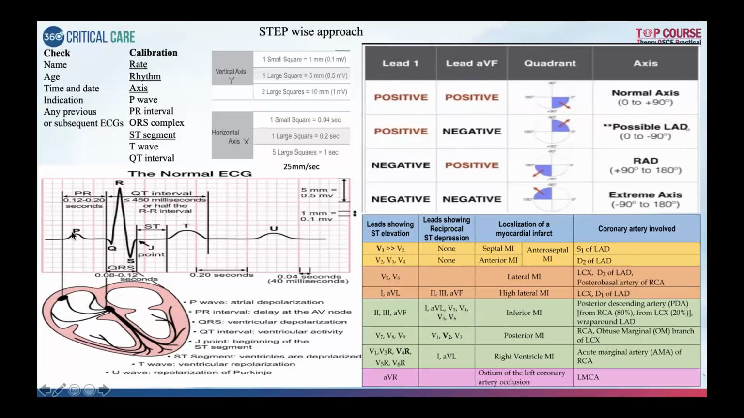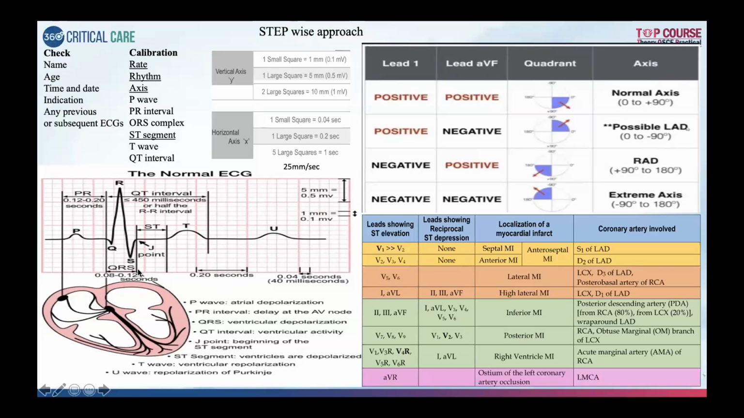Then come to each and every wave specifically. Look at the P wave: P wave morphology, height, and size. Then the PR duration, which is 0.12 to 0.2 seconds. That means it comes within one large square. Then look at the QRS. QRS is 0.08 to 0.12 seconds, so that means it comes within three small squares.